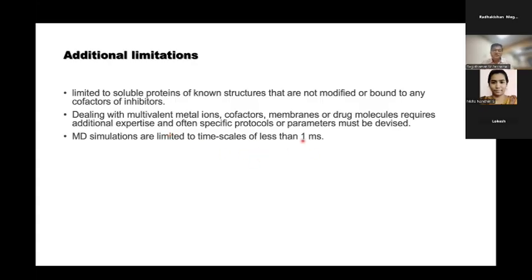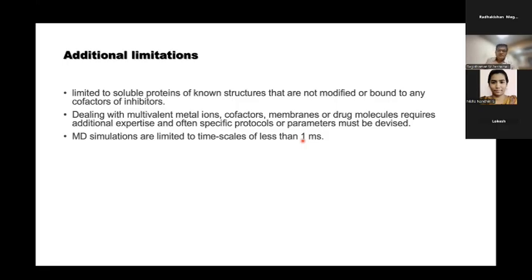Also, as of now, even with a supercomputer, they can do 5 or 2 millisecond or 1 second simulation. That 1 second simulation can be done for a small system, 50 amino acids, 100 amino acids. For more than one protein or more than 5 proteins, you can do 1 millisecond simulation. You can't do more than that. The time scale is very small.